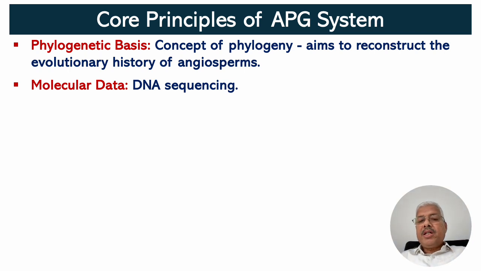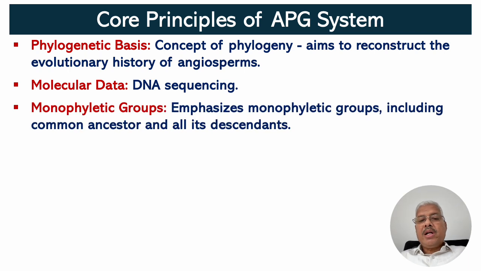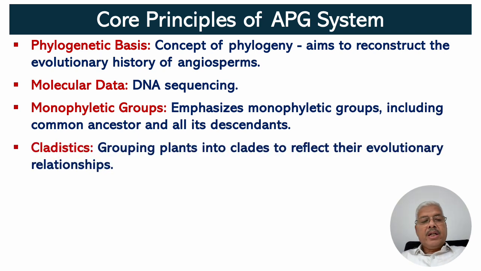By analyzing the genetic data, the APG system aims to reconstruct the evolutionary history of the angiosperms. It relies heavily on molecular data such as DNA sequencing to infer the phylogenetic relationships. This provides a more objective and accurate basis for the classification. The system emphasizes monophyletic groups, which include common ancestors and all of its descendants. This ensures that the classification is based on natural evolutionary relationships.